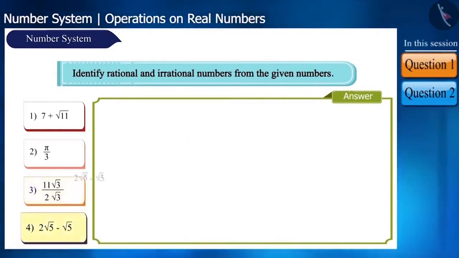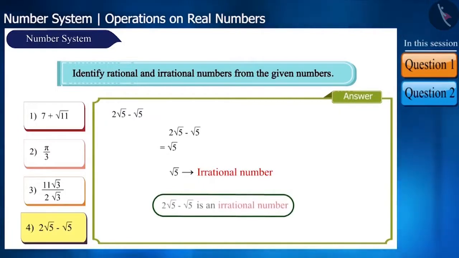Now let's take the last question. Here, by subtracting root 5 out of 2 root 5, we get root 5. And this is an irrational number.